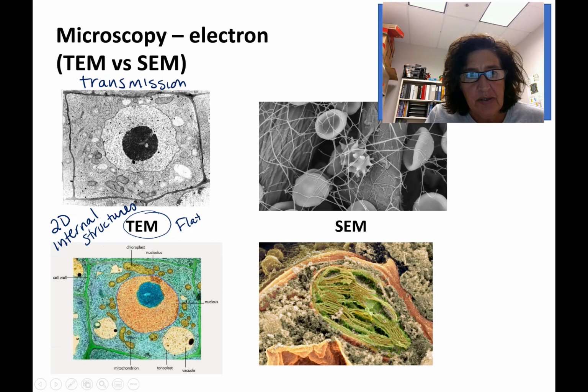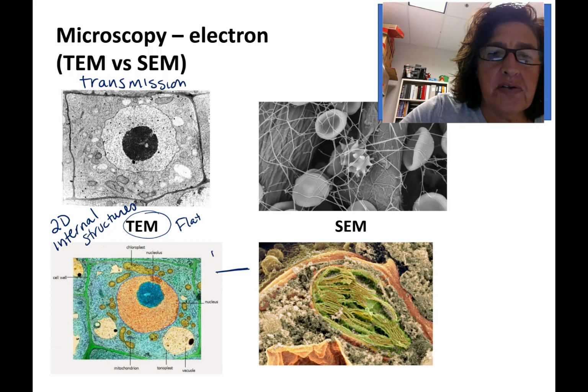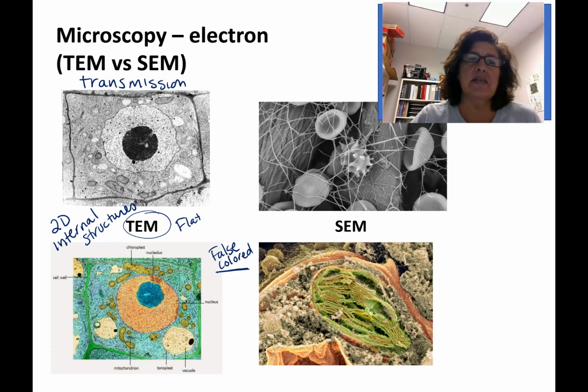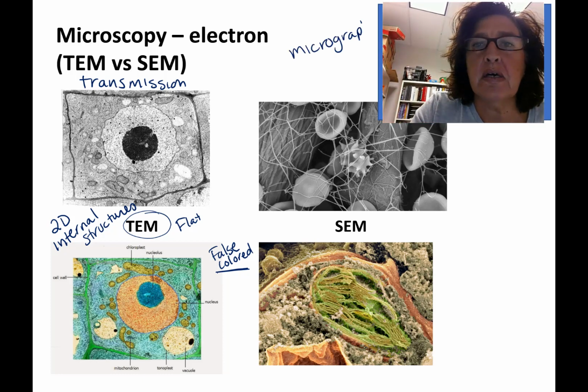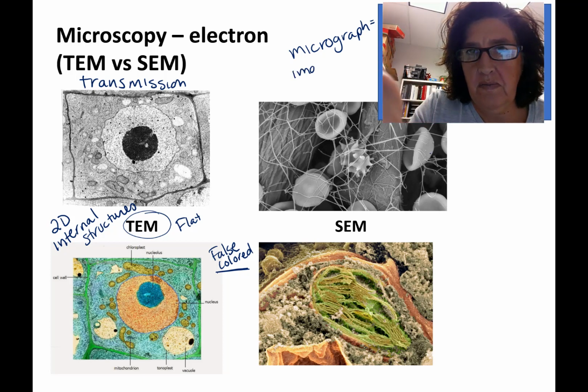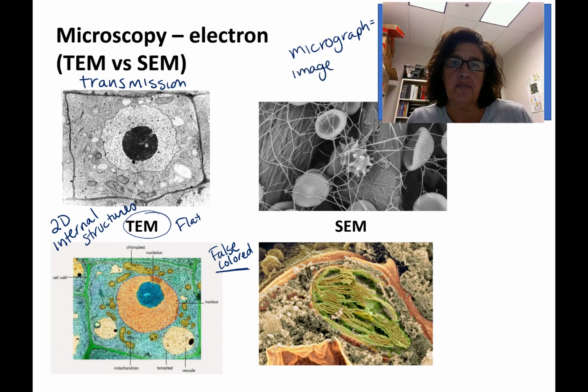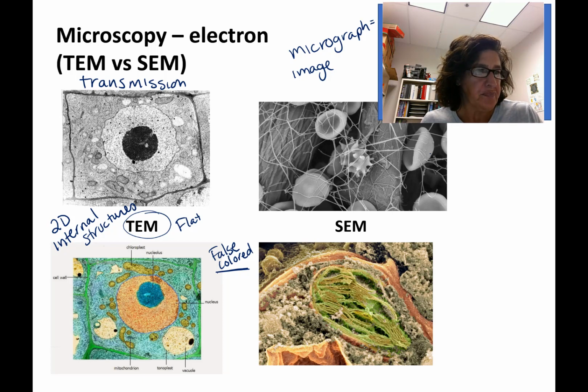I mean, look down here. Now you see the nucleus, the nucleolus. You can clearly see mitochondria, vacuoles. These two right here are what we call false colored, because electron micrographs, so micrograph means the image you get from microscopy, are black and white, okay? And then you can, with the computer, color them. So that's why we call these false colored.